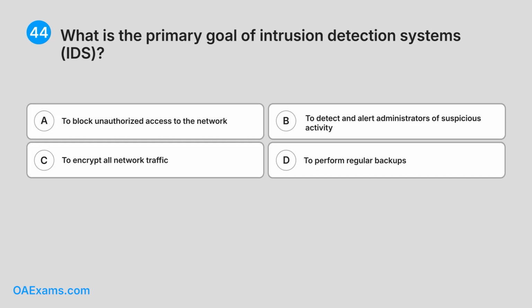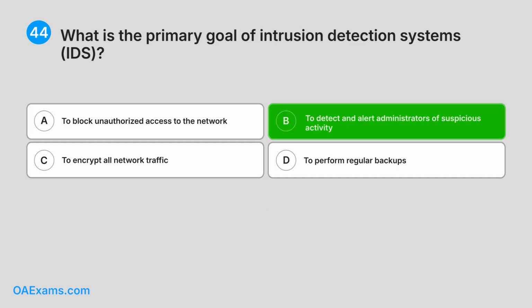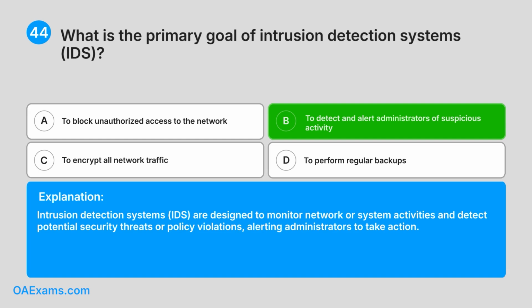Correct answer: B. To detect and alert administrators of suspicious activity. Explanation: intrusion detection systems, IDS, are designed to monitor network or system activities and detect potential security threats or policy violations, alerting administrators to take action.